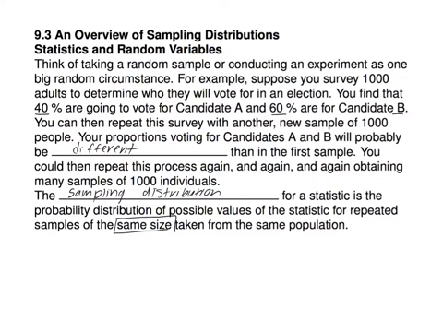for a statistic is the probability distribution of possible values of the statistic for repeated samples, and one kicker is of the same size. So it'll tell you how much variability you expect if you repeatedly take samples of the same size from the same population. And that will let you determine if your sample that you got is sort of special or not. Is it really different?